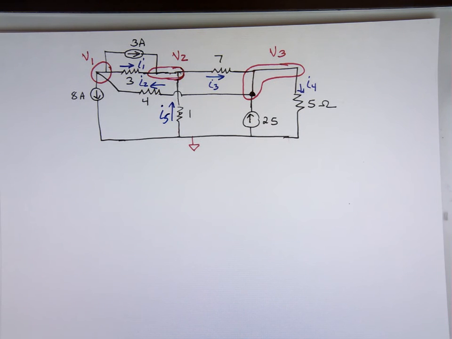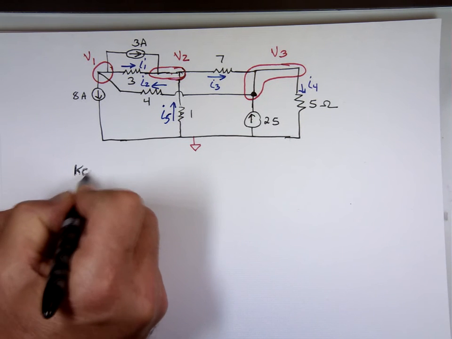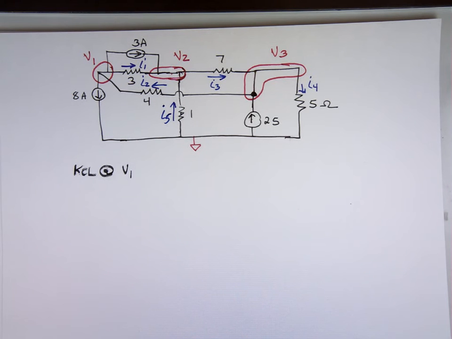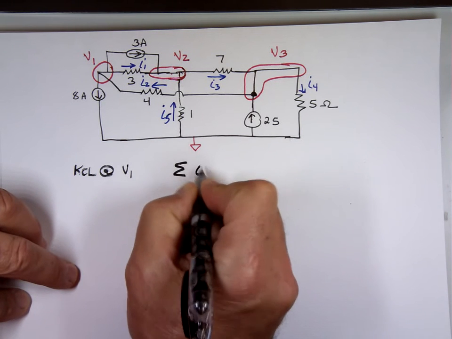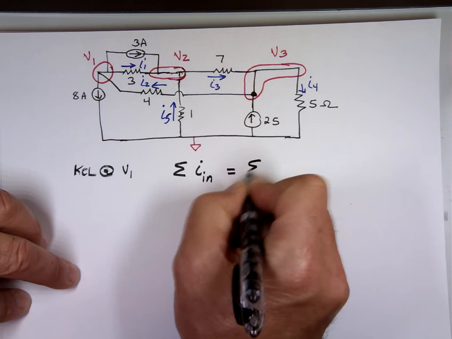I have 3 nodes. I have to write 3 equations. KCL at V1. Again, the algebraic sum of all the current entering that node is equal to the sum of all the current coming out of that node.